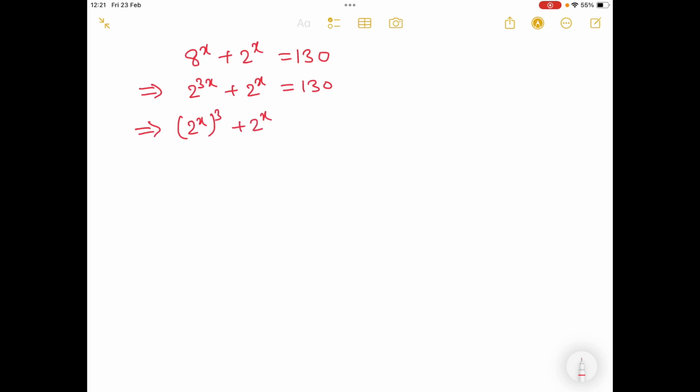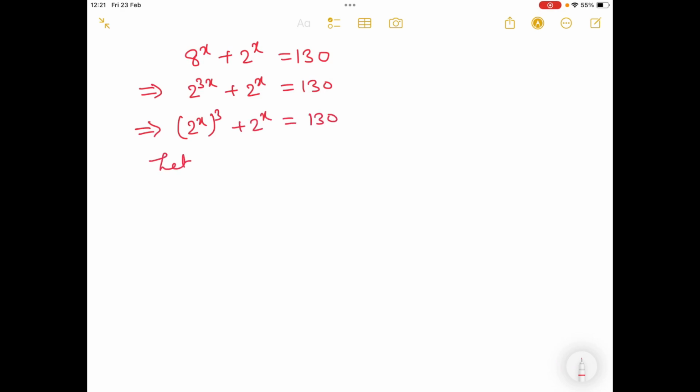Our question is 8 to the power x plus 2 to the power x is equal to 130, and we have to solve for x. It can be written as 2 to the power 3x plus 2 to the power x is equal to 130. Further, it can be written as (2 to the power x) whole cube plus 2 to the power x is equal to 130.